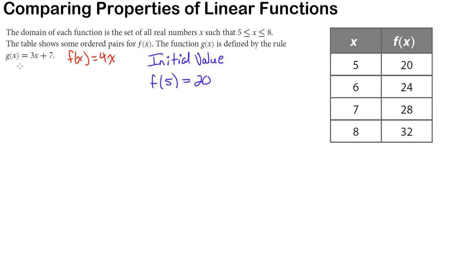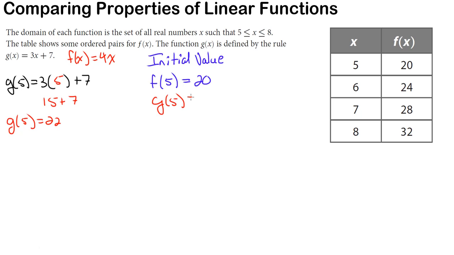Now what are we going to do for g of x? We need to plug in 5 and solve. So g of 5 equals 3 times 5 plus 7. Now 3 times 5 is 15, and 15 plus 7 is 22. So g of 5 equals 22, which means that the initial value for g of x is 22. In comparing them, you could say g of x has a higher, or greater, initial value than f of x.